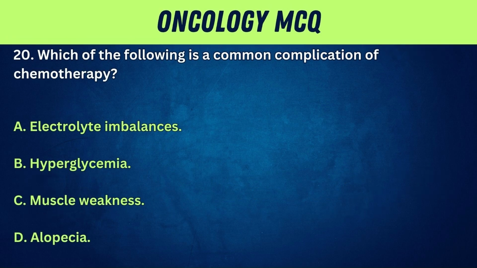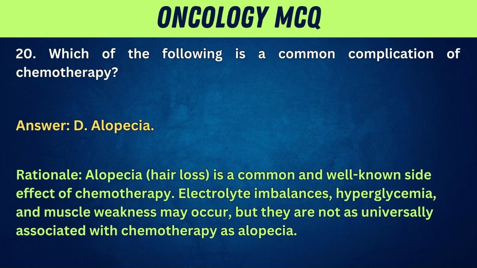20. Which of the following is a common complication of chemotherapy? A. Electrolyte imbalances. B. Hyperglycemia. C. Muscle weakness. D. Alopecia. Answer: D. Alopecia. Rationale: alopecia, hair loss, is a common and well-known side effect of chemotherapy. Electrolyte imbalances, hyperglycemia, and muscle weakness may occur, but they are not as universally associated with chemotherapy as alopecia.